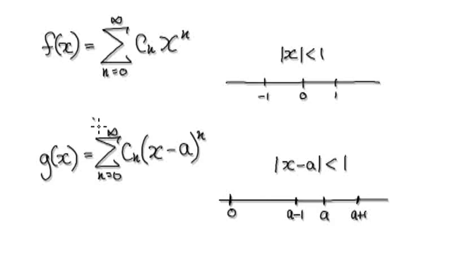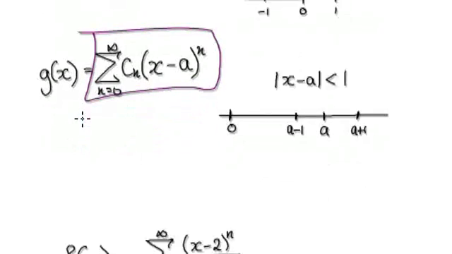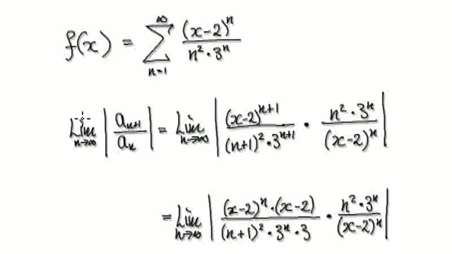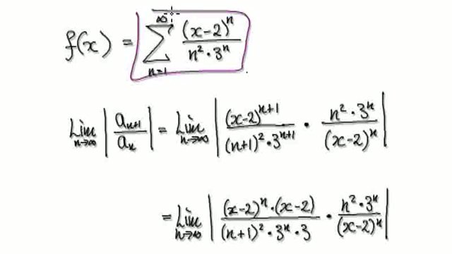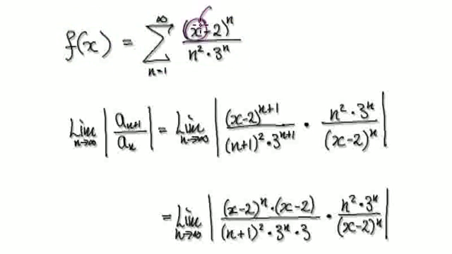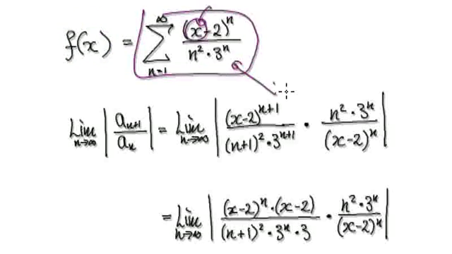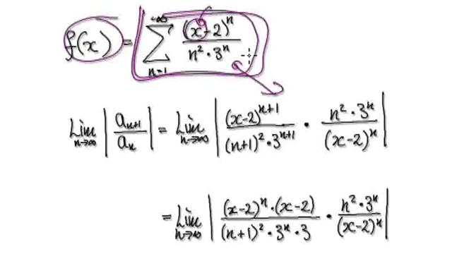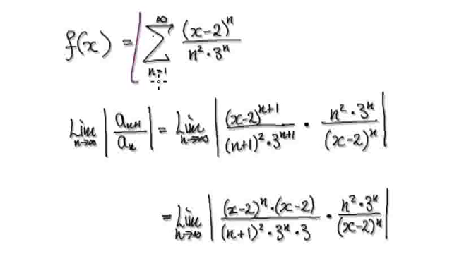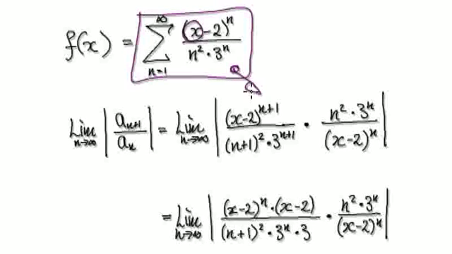So let me give you an example of this scenario. Let's say we've got a function that's defined by this power series. We want to know the domain for this function, meaning we want to know for what values of x the series will converge. When you have a function that's defined by a power series, you're always interested in when it will converge. The values of x for which it will diverge, you're not interested in.